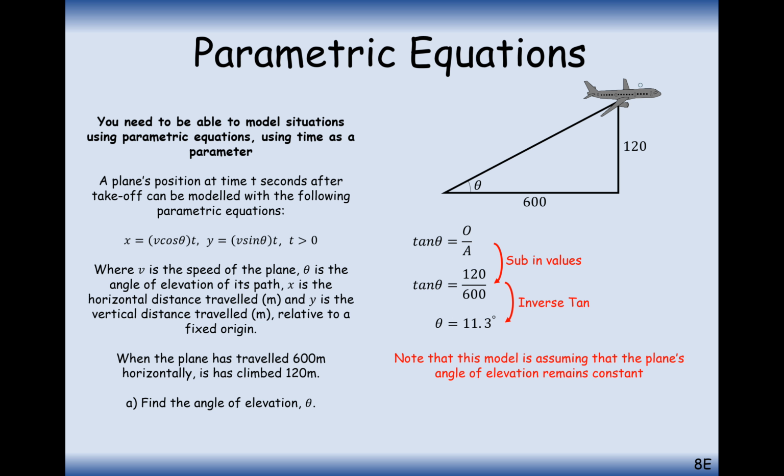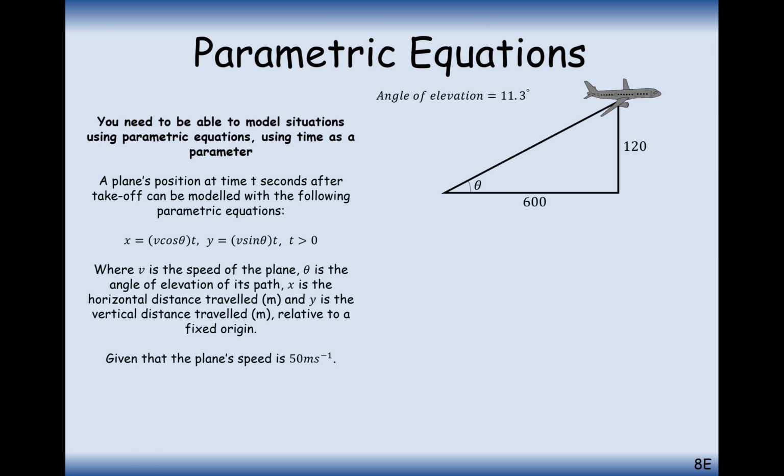Note that this model is assuming that the plane's angle of elevation remains constant. It doesn't go up and then down by any amount, it goes in a straight line. So 11.3 is that angle of elevation we're looking for.